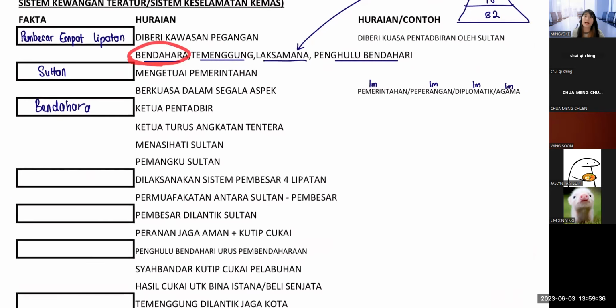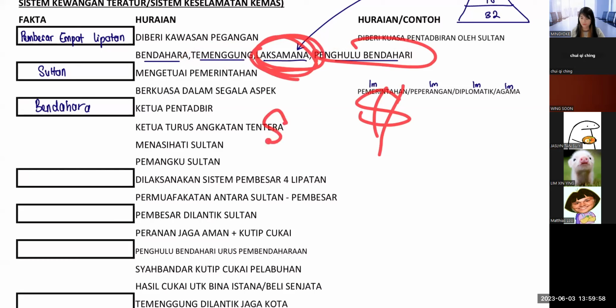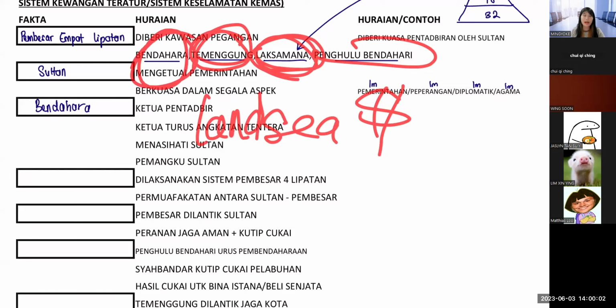So Bendahara is the direct assistant of the king. Temenggung is the chief police. Laksamana is the chief of the marine soldiers. And Penghulu Bendahari is the chief of the treasury. Yeah. Money one. This one is the sea. This one is the land. This one is the assistant of the king.